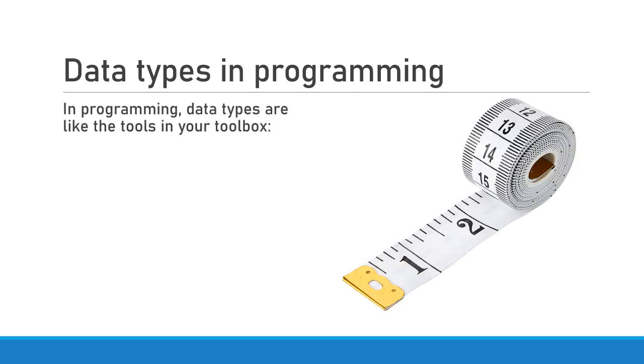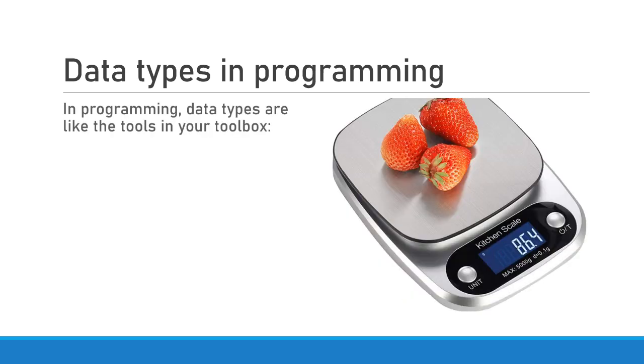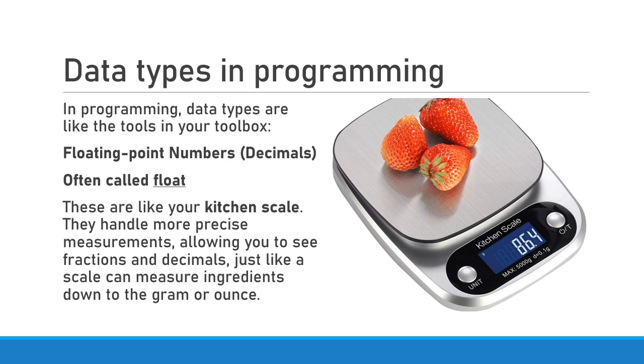For example, in programming, we've got two types of numbers. The first type are just whole numbers. They're called integers. We would use integers when we're doing some mathematics or when we're measuring something. It's kind of like a measuring tape where we just need a whole number measurement of something. But when we need to be a little bit more accurate with our numbers, we use something called floating point numbers. They're just called floats in programming. This is any number that has a decimal point in it.